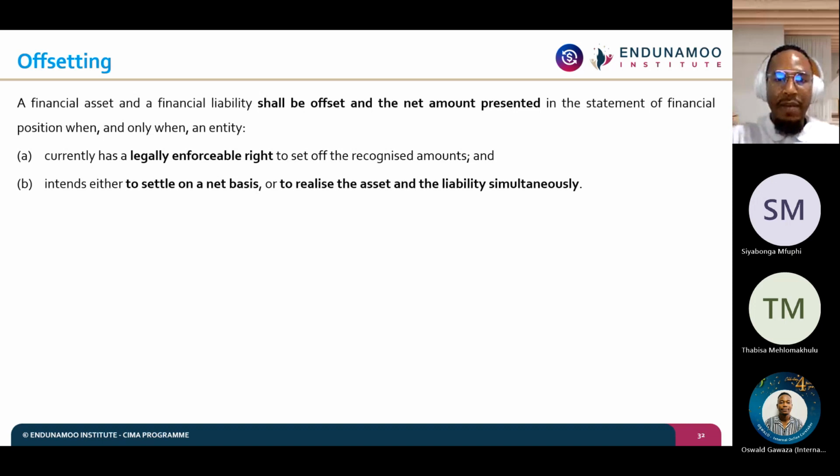That's the first criterion. The second criterion is that we should have an intention to settle on a net basis, or the intention should be that you're going to realize the asset, meaning before you can settle the 100 Rand, I have to pay you the 200. If you meet these set of criteria, then you are allowed to go on the statement of financial position and present the net of the two amounts.